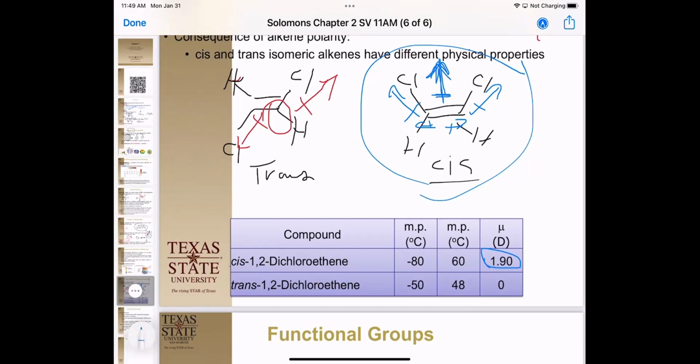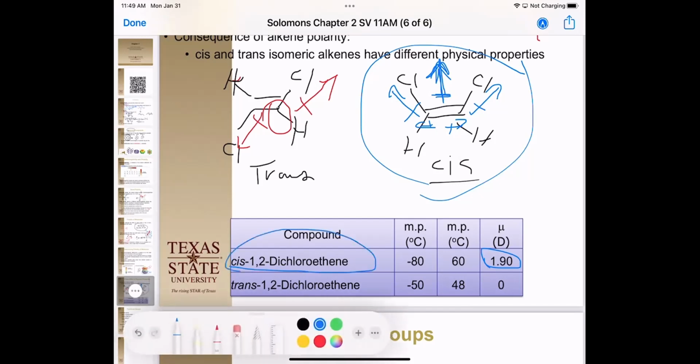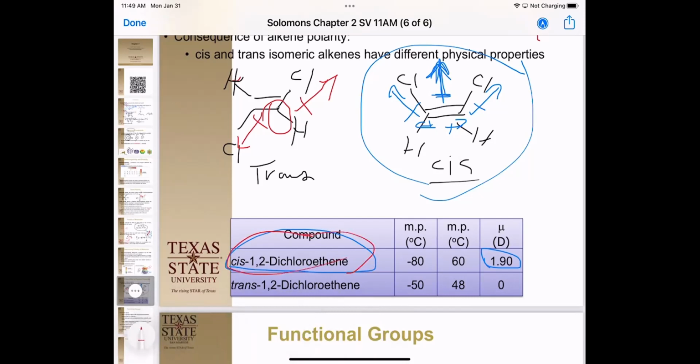It changes the property. The cis isomer here, let me change colors, melts at -80 degrees, but it boils at 60 degrees. So let's talk about melting point. Melting point is where you go from a solid to a liquid, right? If it melts low, it means it's going to want to be in its liquid form. Then when it boils, you're going from its liquid form to breaking all those molecular bonds, giving in to the vapor phase, right?